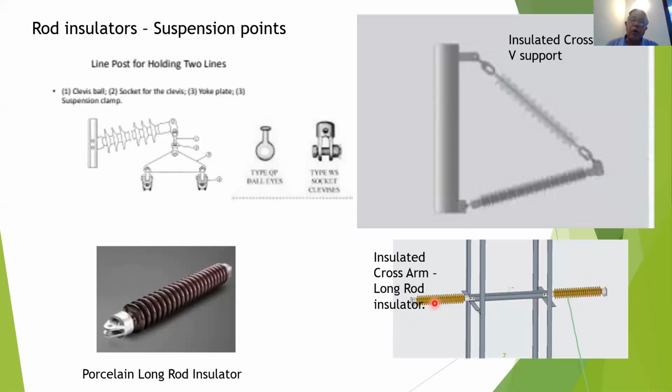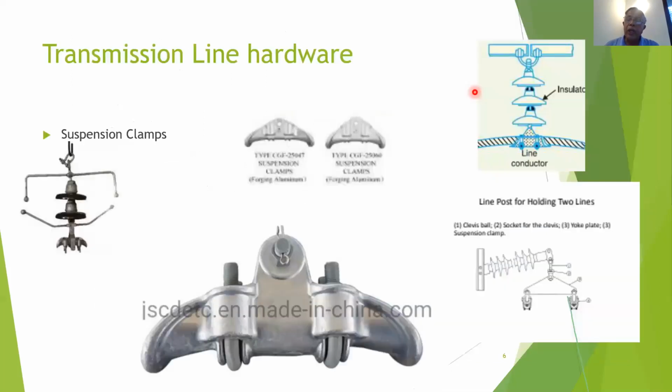So these are normally called insulated cross arms, long rod insulated. And these are not yet used in any other Sri Lankan transmission lines, but normal insulators like the configuration we have seen over here is employed for 33 kV horizontal formation double circuit lines. Okay, anyway.